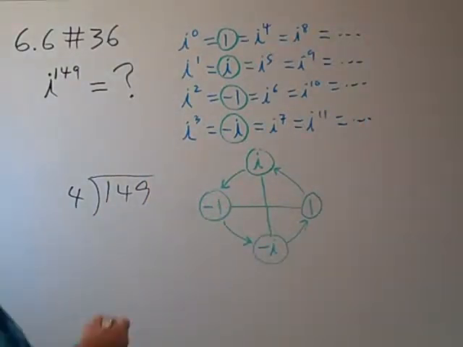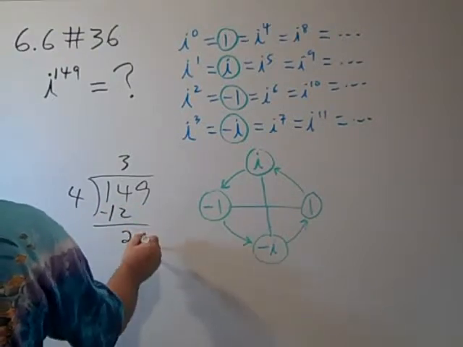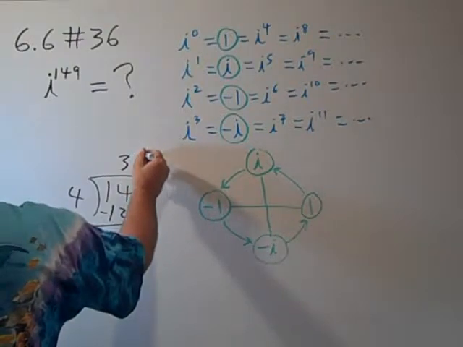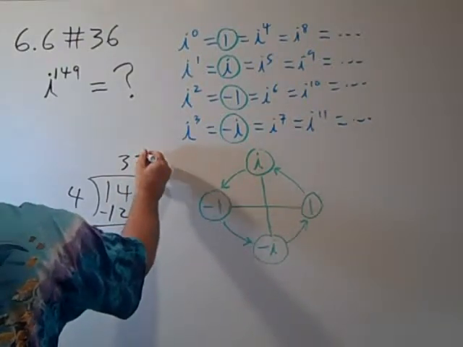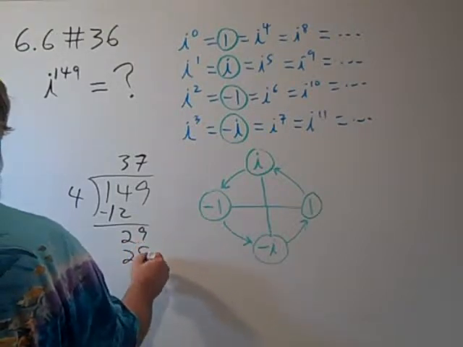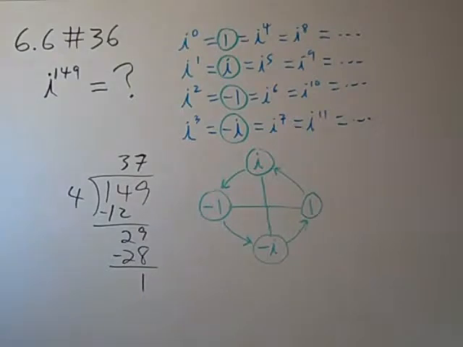And so 4 goes into 14 3 times. 3 times 4 is 12. 14 minus 12 is 2. Bring down the 9. 4 goes into 29 7 times. 7 times 4 is 28. Subtract, and there's a remainder of 1.